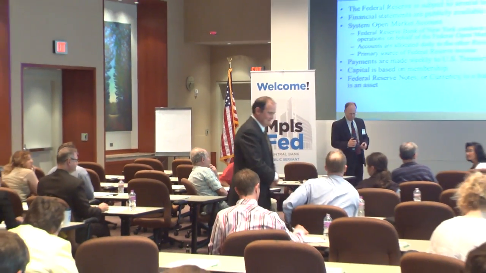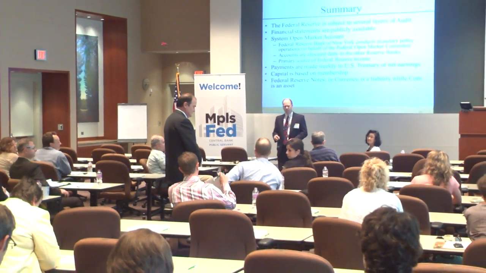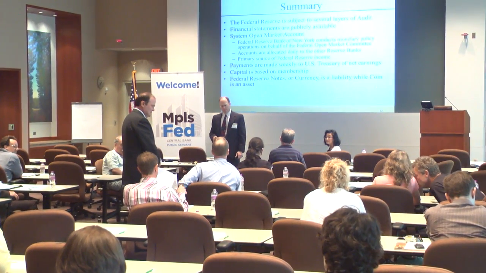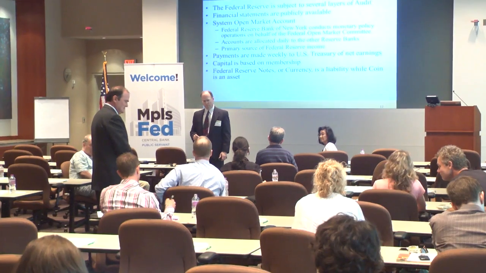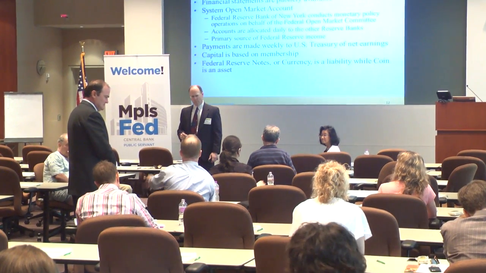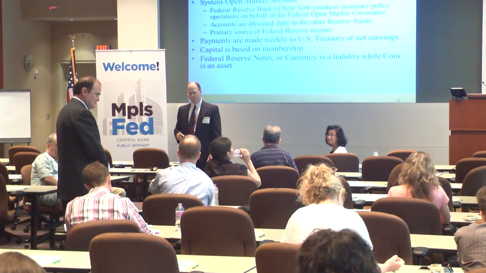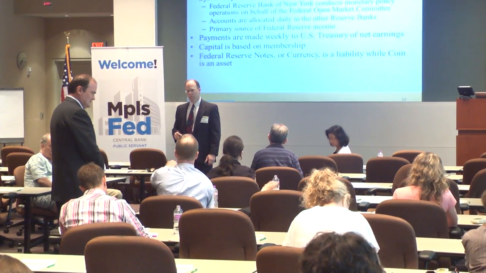I have one. The U.S. Treasuries that are on the balance sheet, does the Fed buy them on the secondary market from individuals, and therefore putting money in the hands of the economy, or do they buy them from the Treasury at auction and give money to the Treasury?